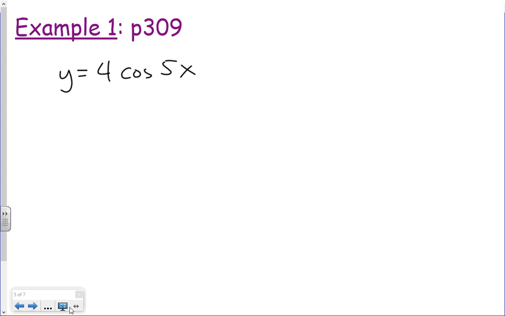All right, so let's think about what the sketch of this is going to look like. I know what the graph of cosine looks like, and I just have to think about what the 4 does and what the 5 does. If I think of my general sinusoidal equation, that probably helps me out a little bit here. The 4, remember, is your amplitude. So the amplitude is 4. That means it's also a vertical dilation, right? You've stretched it 4 units in the vertical direction.